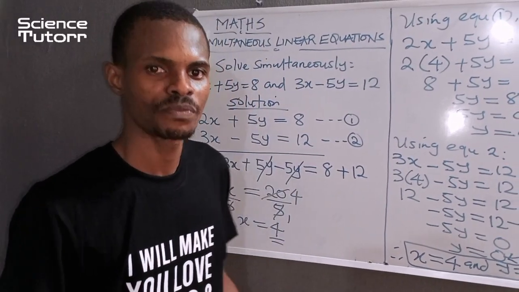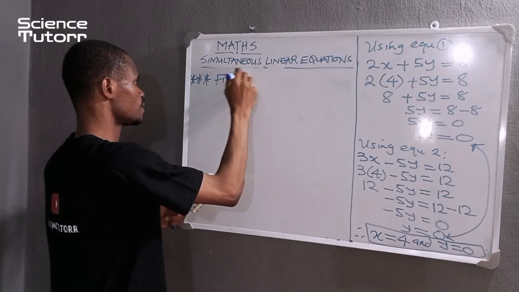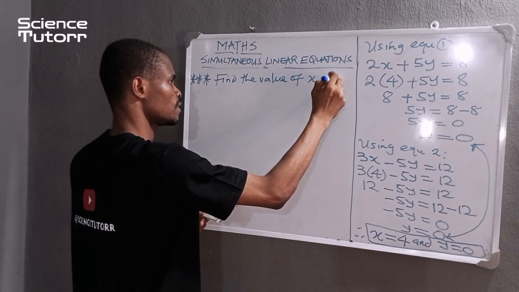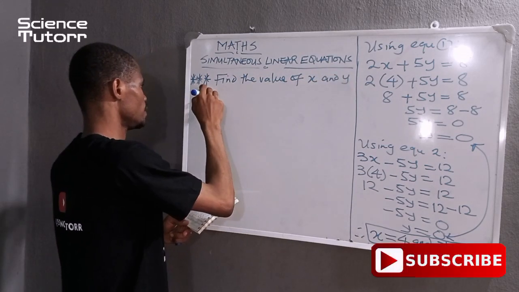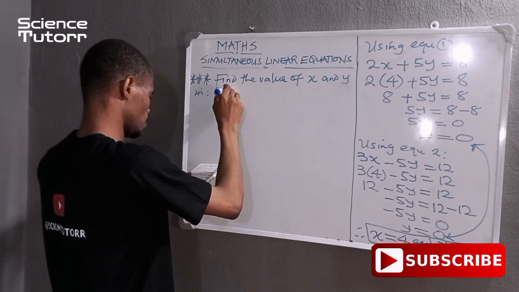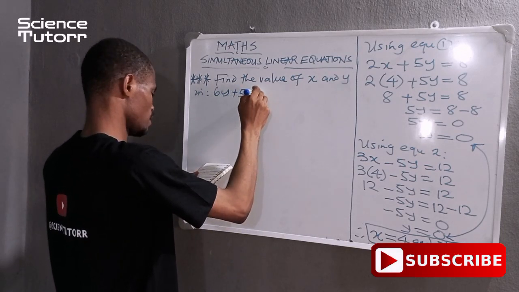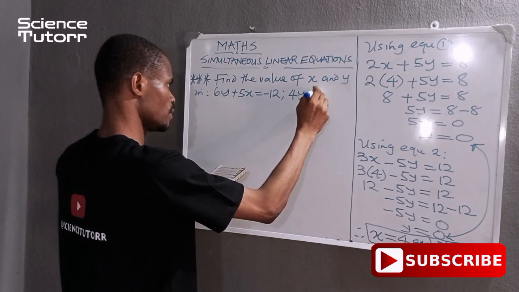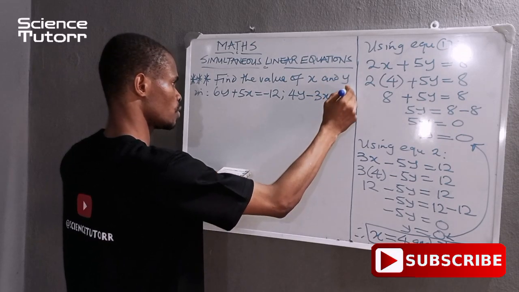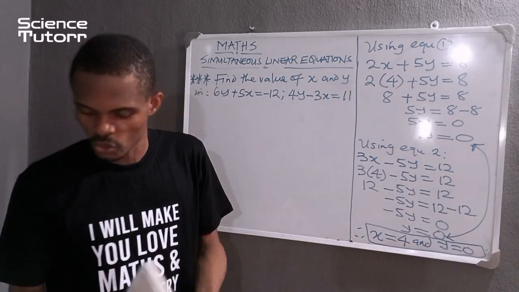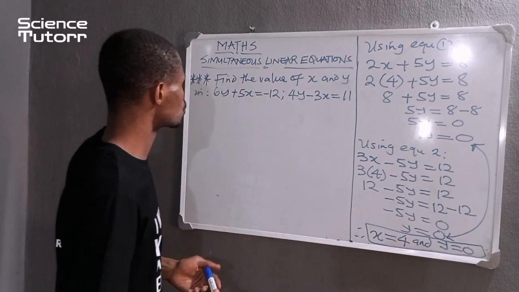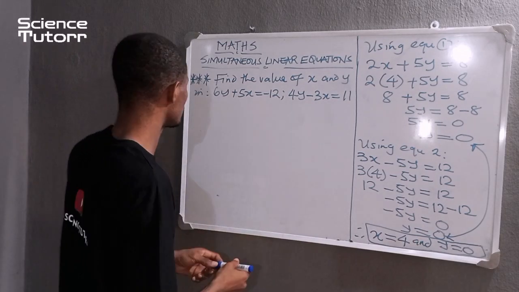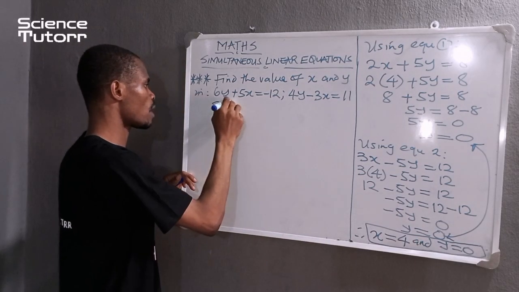On to another example. It says find the value of x and y in 6y plus 5x equals minus 12, 4y minus 3x equals 11. Finding the values of x and y simply means solving simultaneously because we have two variables, x and y, on both equations. So how do we go about this solution?